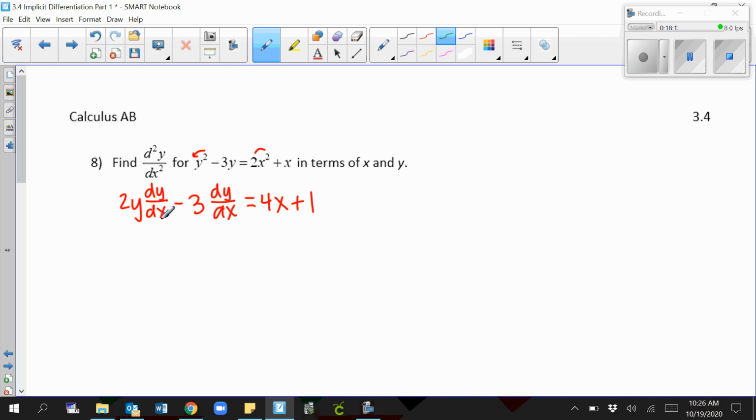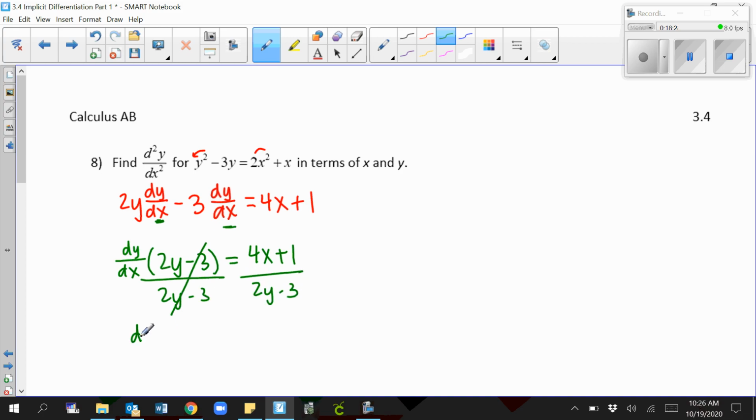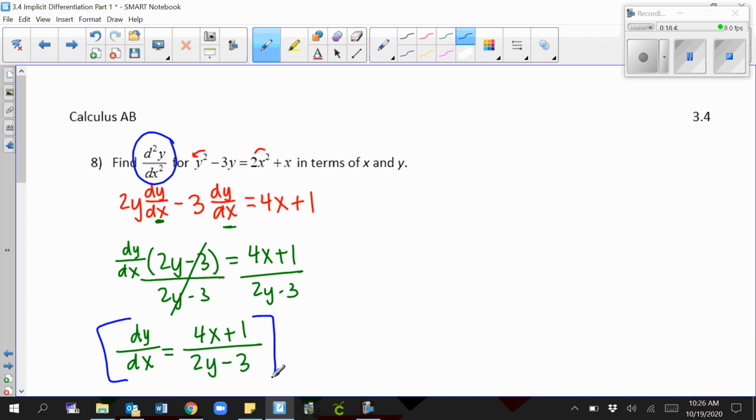So I can factor out my dy dx, and I'm left with 2y minus 3, and that's still equal to my 4x plus 1. And then I'm going to divide by my 2y minus 3. So dy over dx is equal to 4x plus 1 over 2y minus 3. And now I need to find the second derivative. So I'm going to take the derivative of this whole green part right here.